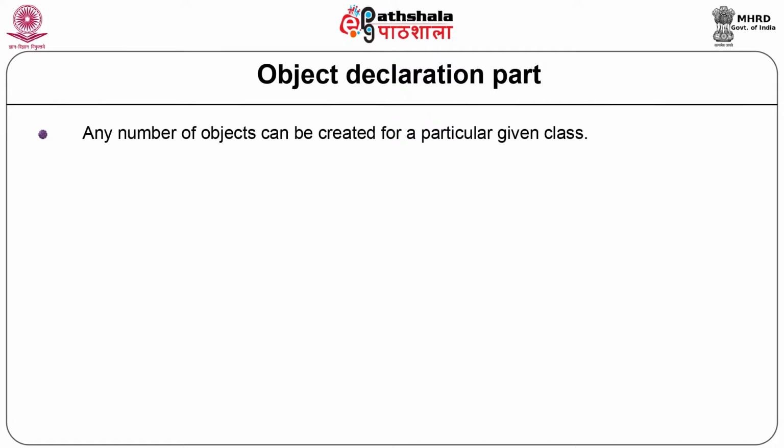Objects can also be created when a class is defined by placing their names immediately after the closing braces, as it is done in the following structure. Example: circle C1; Here C1 is an object of the class circle.